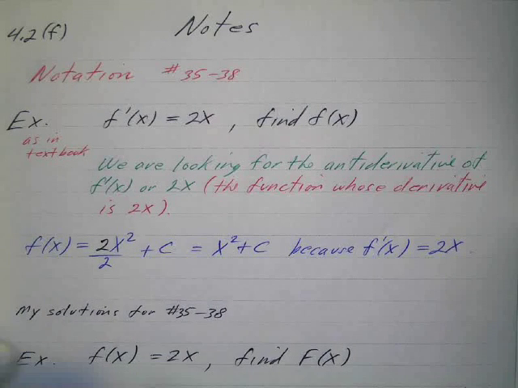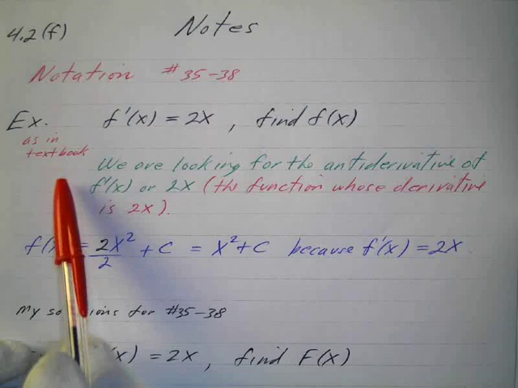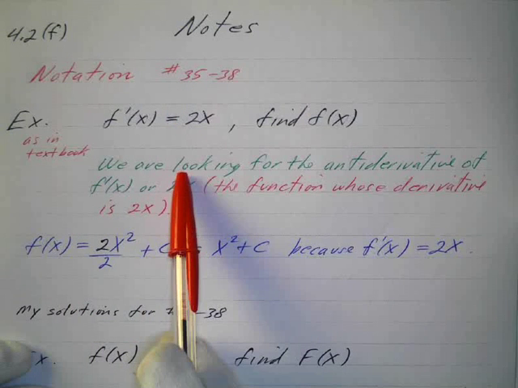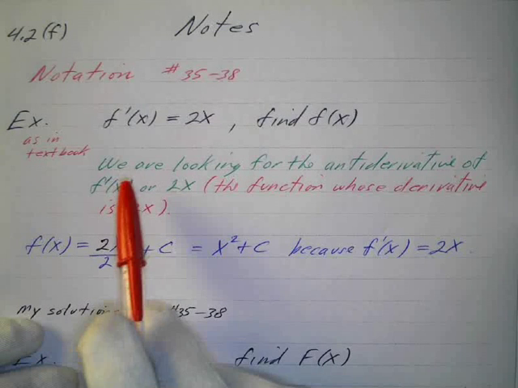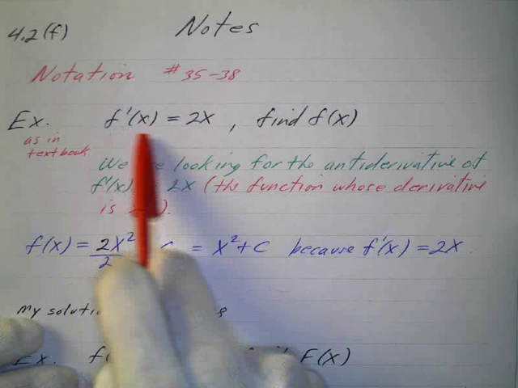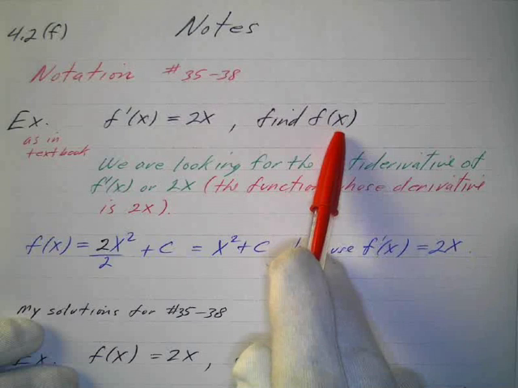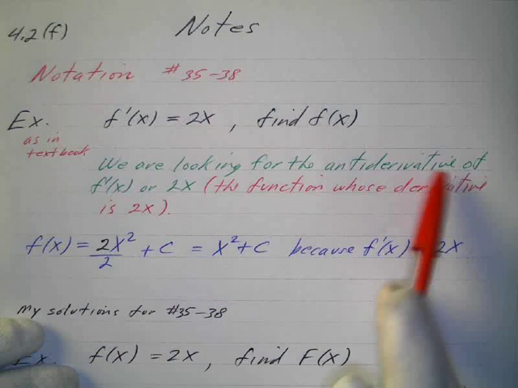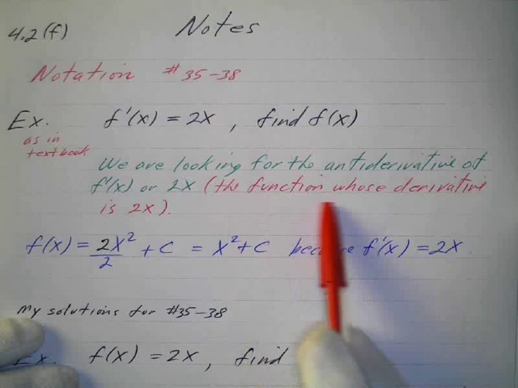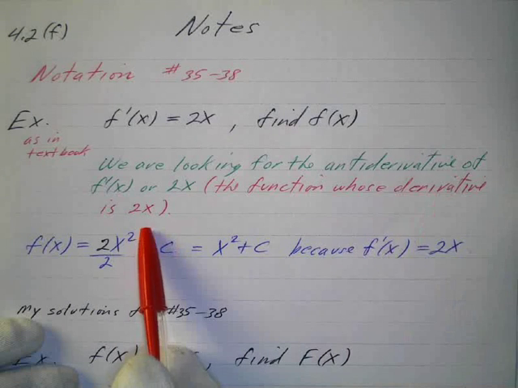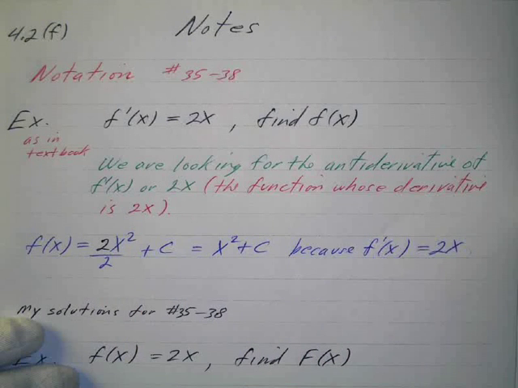In other words, the way they would write it in the textbook for 35 through 38, and they actually want you to find a particular solution, they would say f prime of x equals 2x, find f of x. So we are looking for the antiderivative of f prime of x, or 2x. That means the function whose derivative is 2x, or f prime of x.